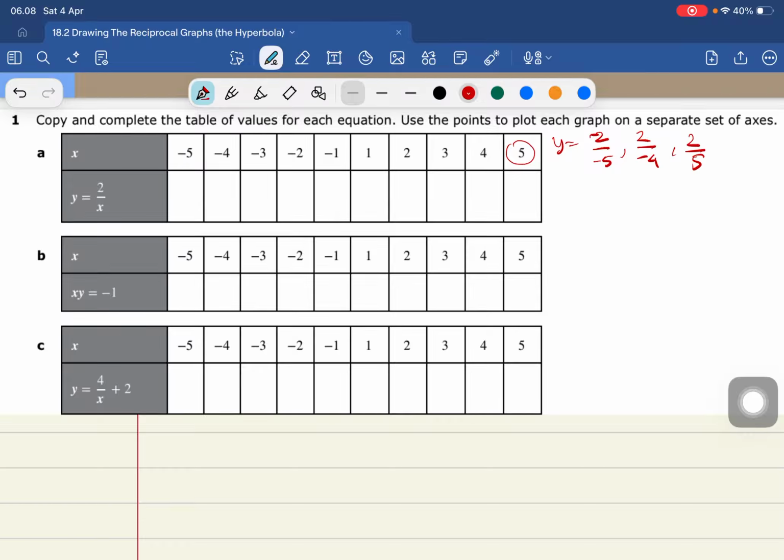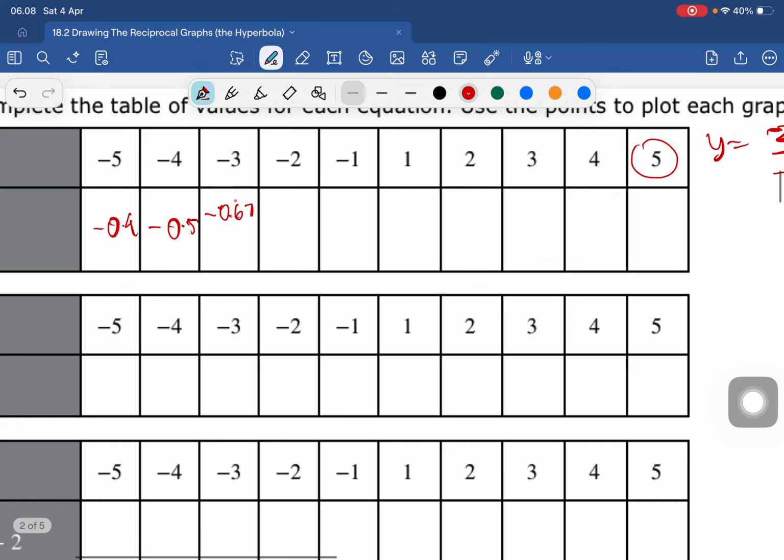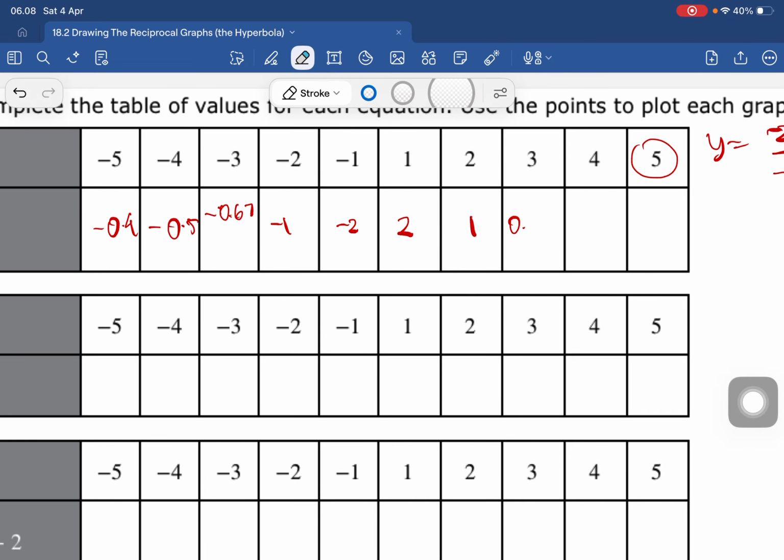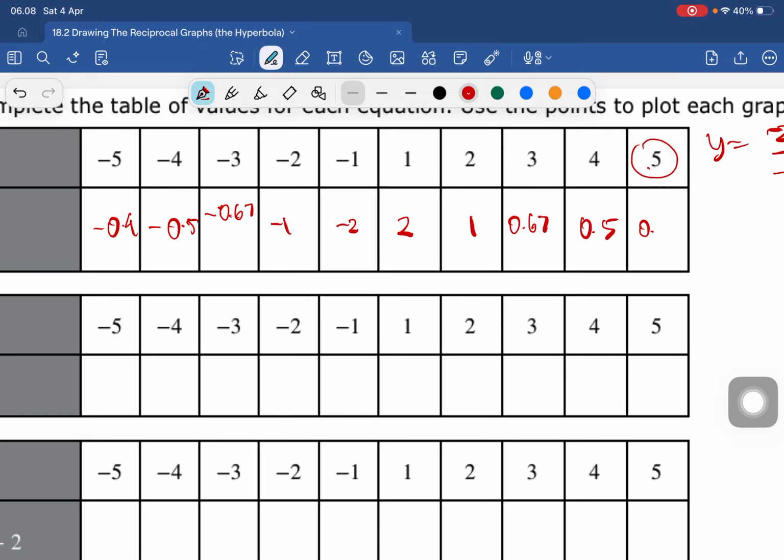So when 2 divided by minus 5, the answer is minus 0.4. 2 divided by minus 4 is negative 0.5. 2 divided by minus 3 is negative 0.67. 2 divided by minus 2 is negative 1. 2 divided by minus 1 is negative 2. 2 divided by 1 is 2. 2 divided by 2 is 1. 2 divided by 3 is 0.67. 2 divided by 4 is 0.5. And then 2 divided by 5 is 0.4.